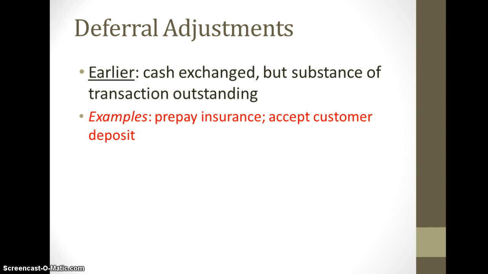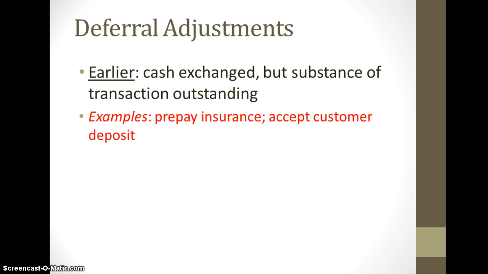What's an example of that? Let's say on June the 1st, a company prepays their business insurance for the next year. They make that payment on June the 1st, but because that coverage is for 1 year in advance, they actually haven't used up any of that insurance. So the substance hasn't yet occurred. Even though they've exchanged the cash, they still have to record a journal entry, but they can't record any insurance expense until some of that insurance has been used up.